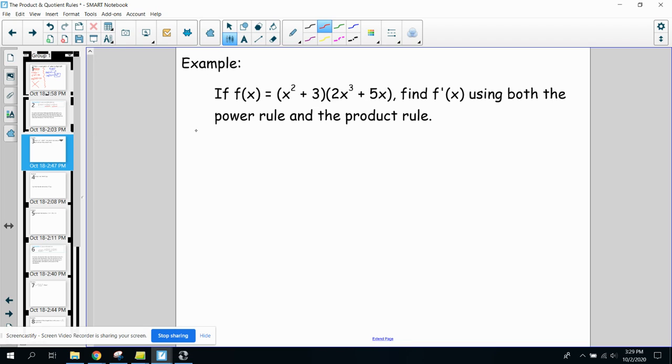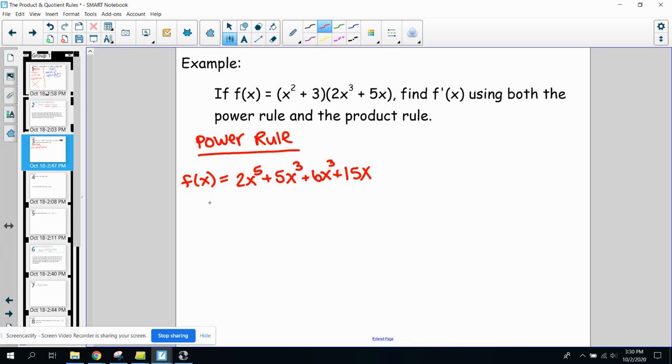So let's put power rule here. If I were to FOIL these two binomials together, I would get that f of x is equal to 2x to the fifth plus 5x to the third plus 6x to the third plus 15x.